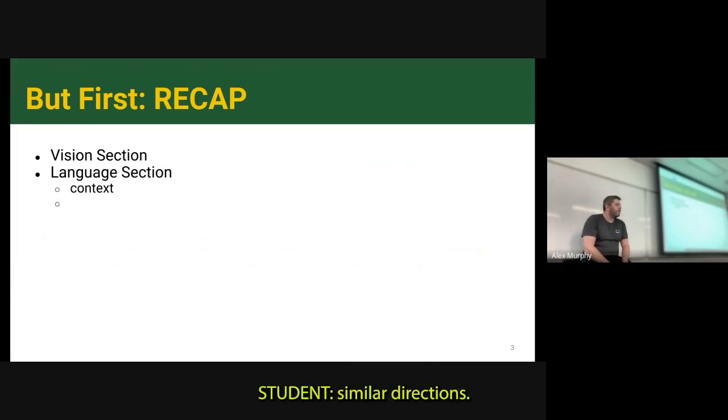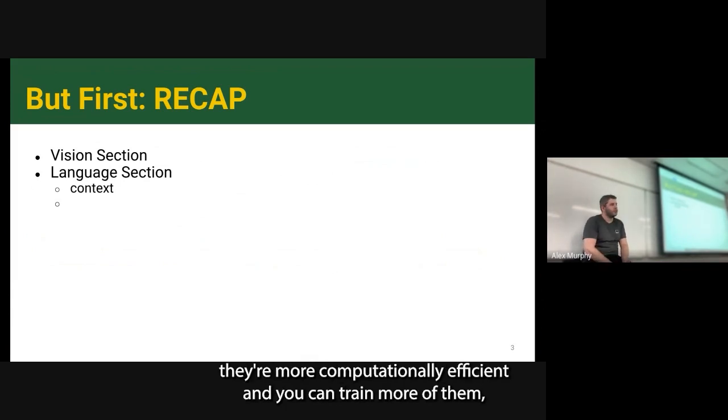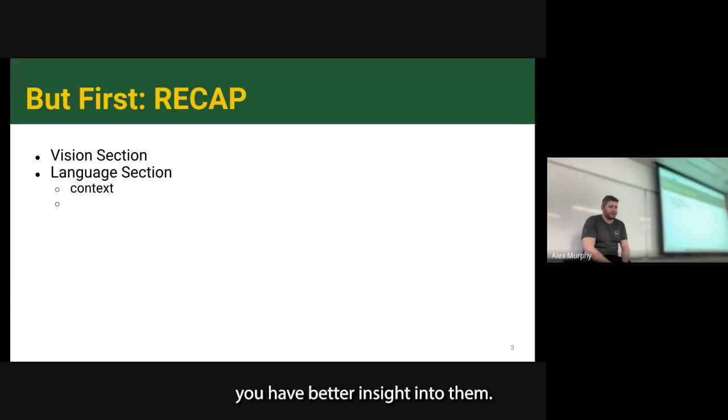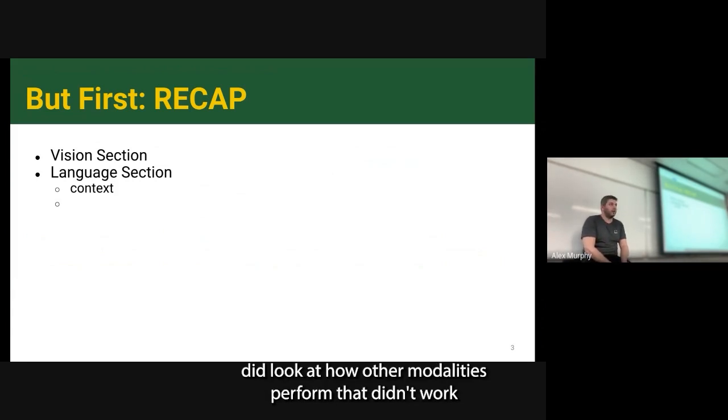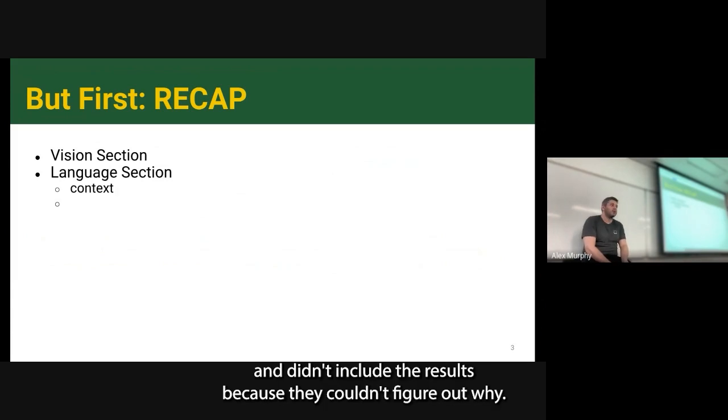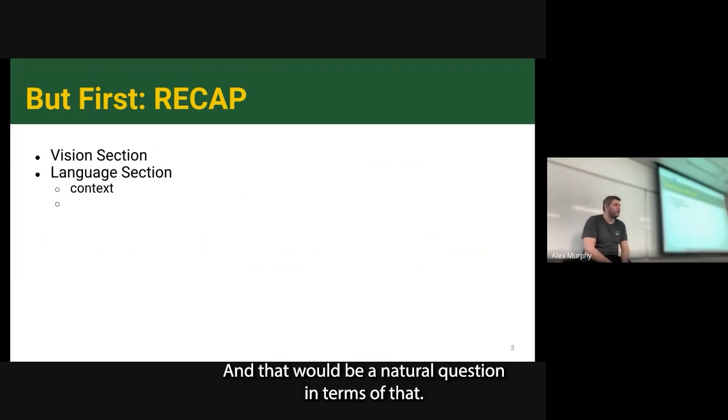We kind of followed similar directions, using simple types of models, and most of them were similar. It seems like they didn't explore too much how they can change the structure or architecture of the model, or use other possibilities. Yeah, I think the simple models definitely, because they're more computationally efficient and you can train more of them, you get better insight into them. And I think potentially a few studies did look at other modalities but found they didn't work and didn't include the results because they couldn't figure out why. And that would be a natural question.